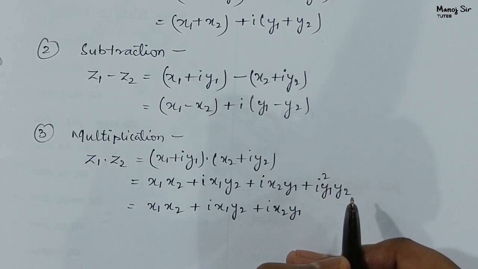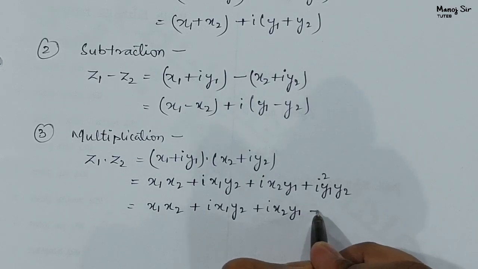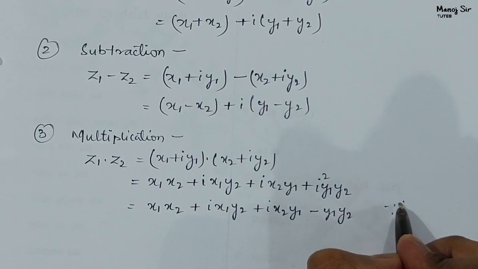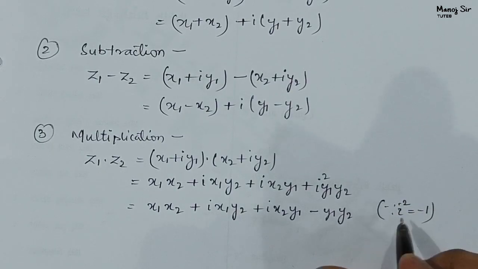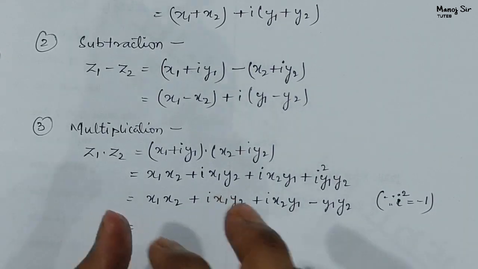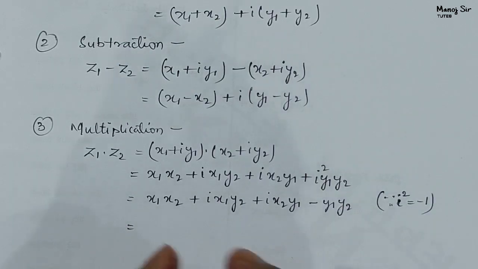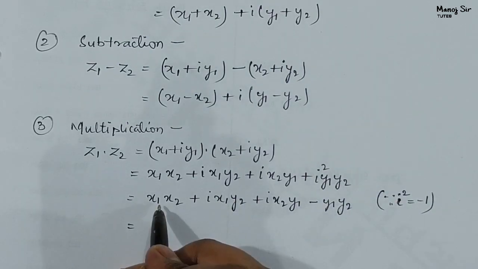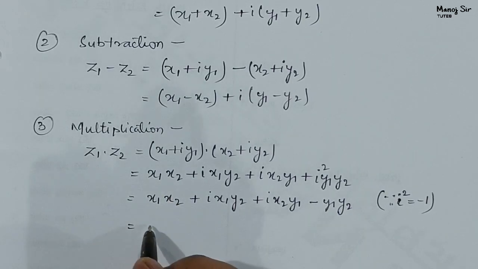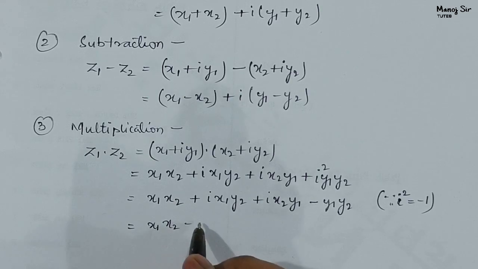What is i square? i square is minus 1. So we can write this as minus of y1 y2, since i square is equal to minus 1. Fine. Now we can take real part and imaginary part. Okay, we can write real part and imaginary part separately. So this is x1 x2 minus y1 y2. This will be my real part, that is x1 x2 minus y1 y2.